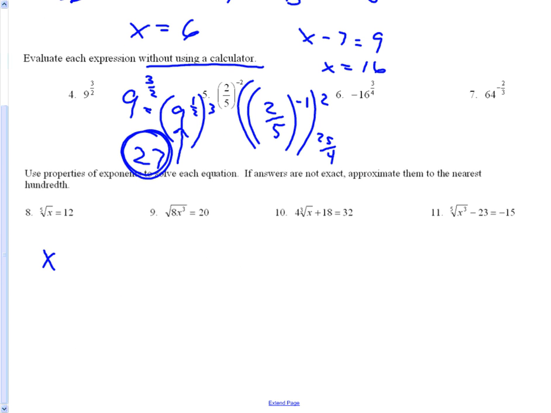This I could write as x to the 1/5 equals 12. See how that's easier to solve? What do I just put them both to? The 5th, and I'll be done.